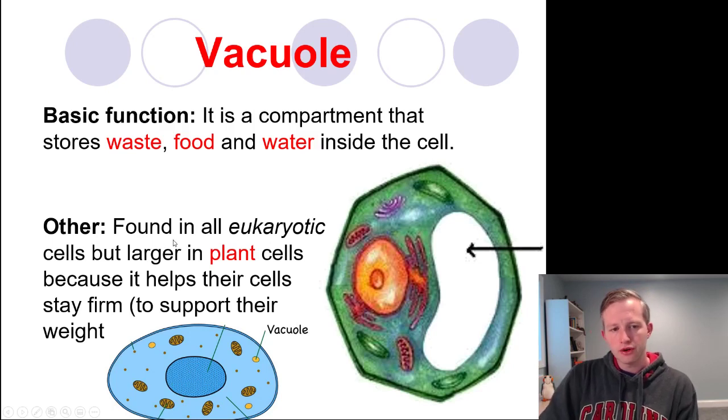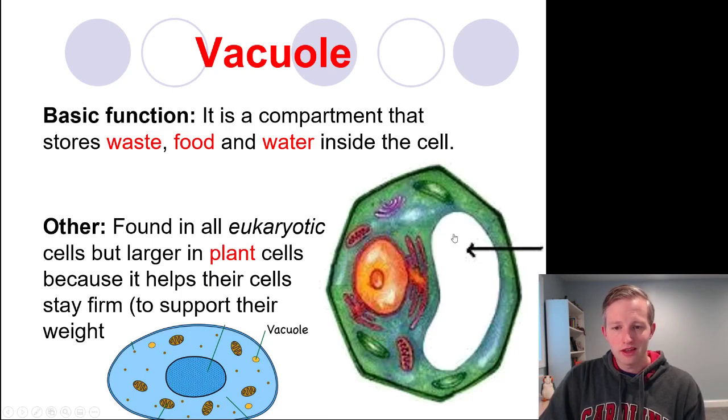It's found in all eukaryotic cells, but you'll notice in plant cells, in diagrams of them, you'll see a huge vacuole. It helps them to stay firm and to support their weight. So they have this rigid cell wall that we'll talk about, and the vacuole, as it fills up, basically like inflating a soccer ball, it pushes pressure on the outside, which helps the whole thing to stay rigid.